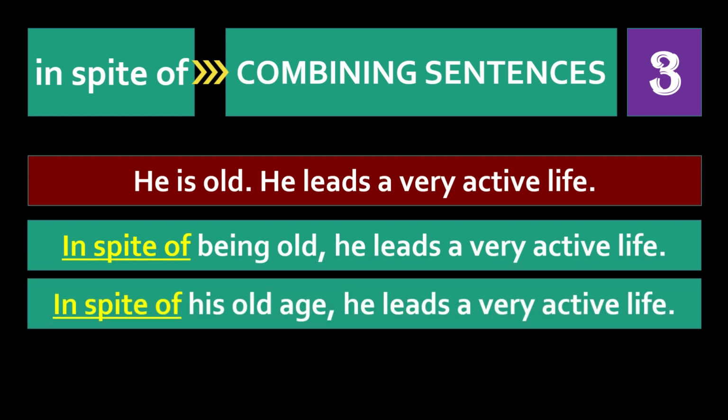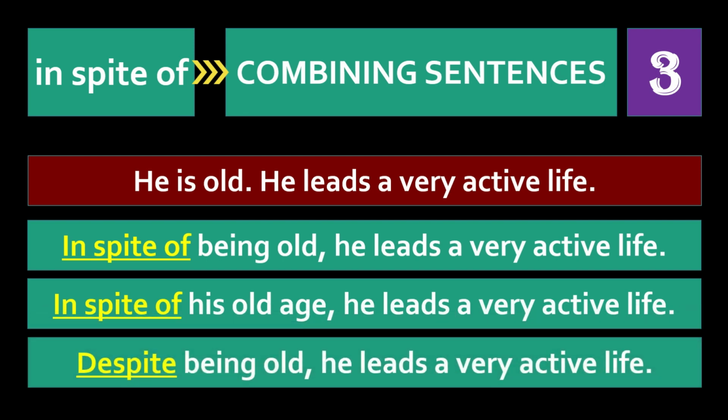Now, how can we say that in a different way? Instead of being old, we can say his old age, because we are talking about a man, his old age. In spite of his old age, he leads a very active life. Again, his old age is a noun phrase. Okay, what about despite? Despite being old, he leads a very active life. Now, I have used only one example here, and you can do the same thing with despite, just like we did here with the second one. Despite his old age, he leads a very active life.